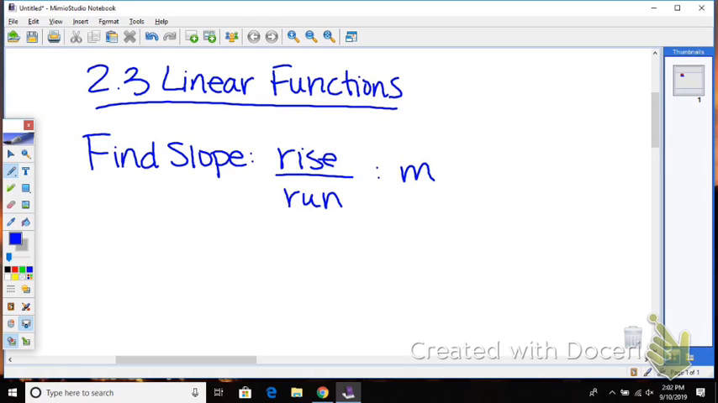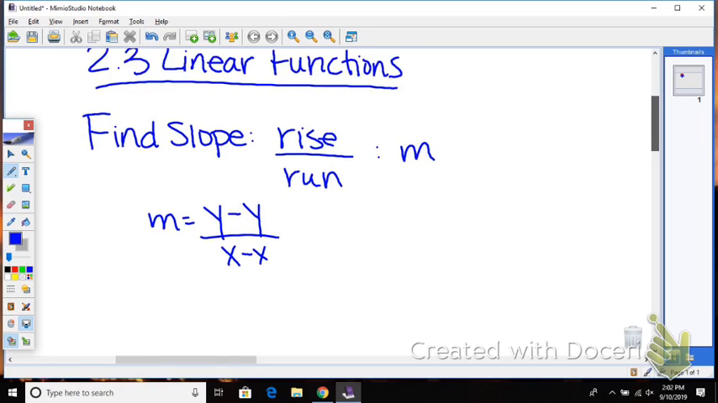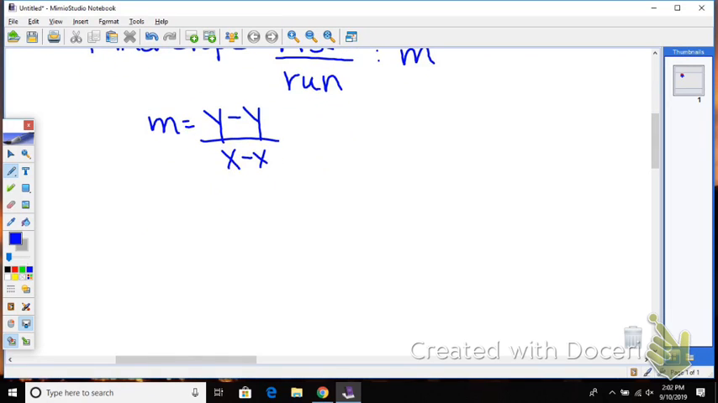And to actually find slope from 2 points, you use the equation y minus y over x minus x. Y goes on top because the rise is on top and the y value or the y-axis goes up and down. So y minus y over x minus x. When you probably first learned it, you probably learned like y2 minus y1 over x2 minus x1. We're not going to be that specific.